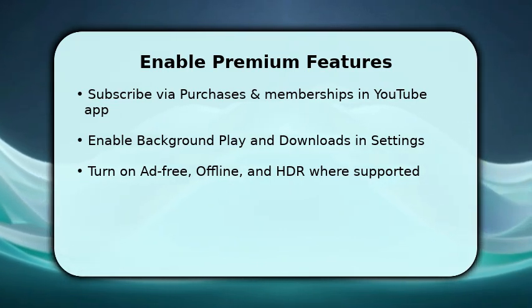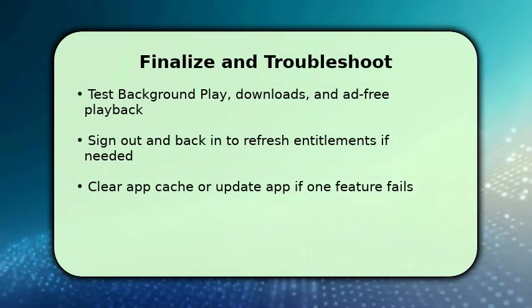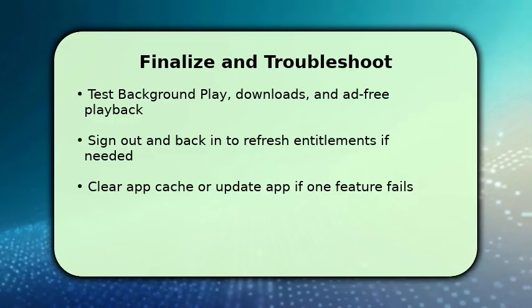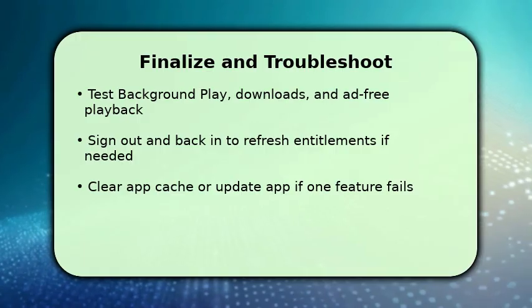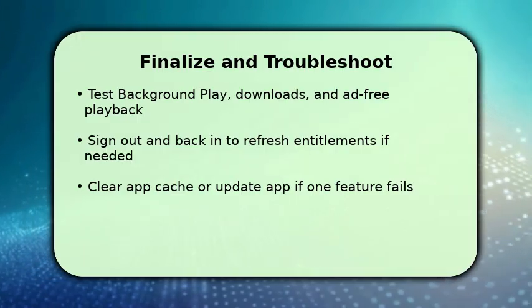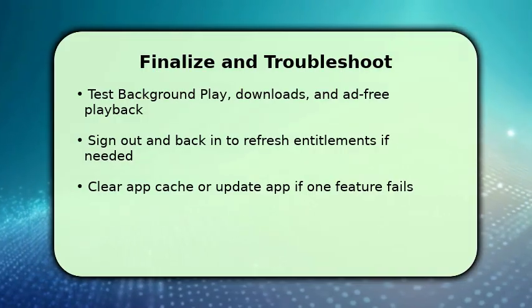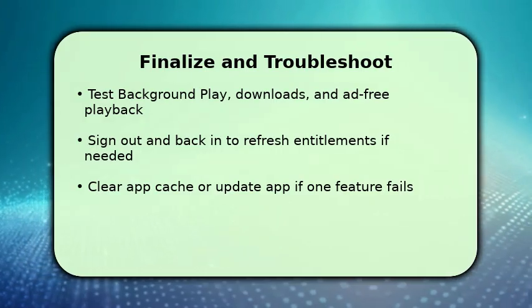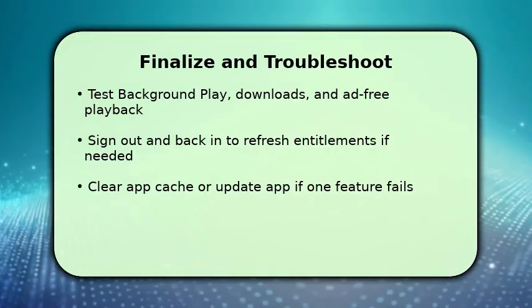Play a video, swipe away the app to ensure background play continues, and open downloads to confirm offline files play without ads. If a feature doesn't appear, sign out of YouTube, reboot the Samsung, then sign back in to refresh premium entitlements. This often resolves account sync issues. If problems persist, clear YouTube app cache or update via Galaxy Store or Play Store. And if downloading fails, check storage permissions and available space before retrying.